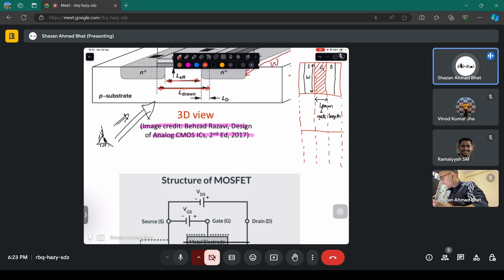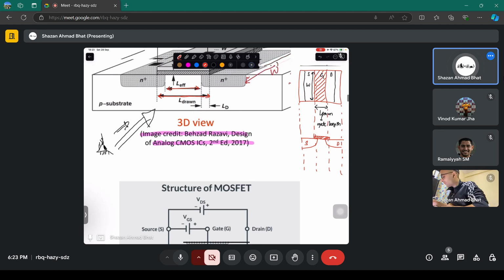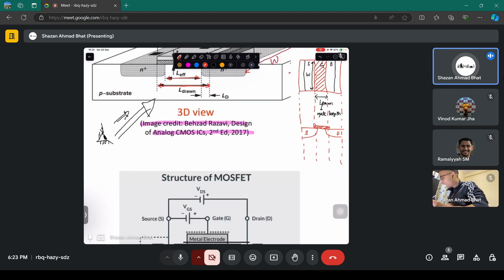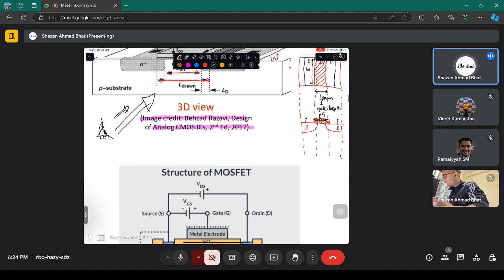You will see something like this, where this basically is the source, this is the drain, this is the gate. This is the oxide first, because you cannot show oxide in the top view. You can only show oxide in the front view, and this is the gate. So this is the gate, this is the source, this is the drain. This is the front view of it.